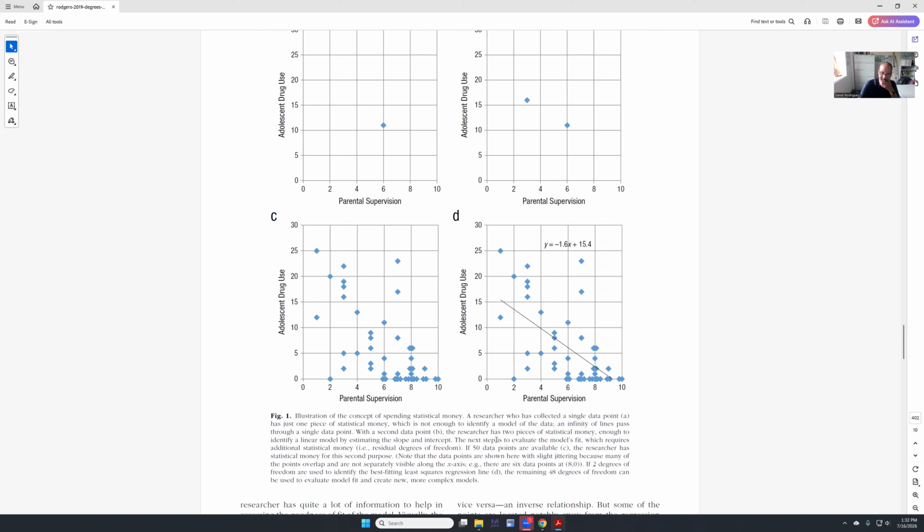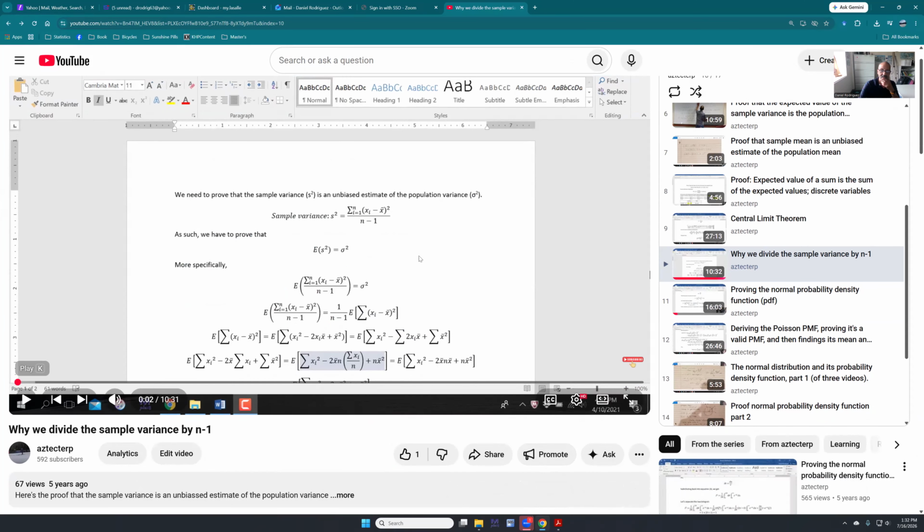And then also, I have this one video on my YouTube channel that shows an example of where we lose a degree of freedom when we're estimating the population variance from the sample variance. The population variance would be sigma squared in this case. We're making an estimate of the population variance using the sample variance, and our denominator is n-1, right? It's because we lose a degree of freedom.